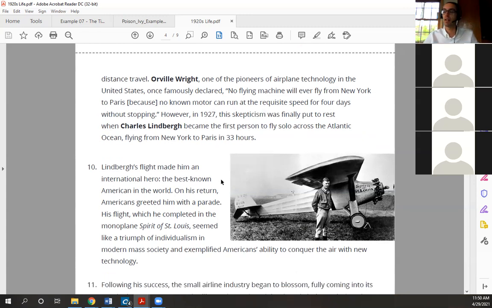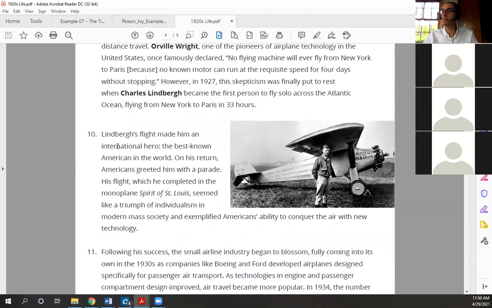So it says Lindbergh's flight made him an international hero, the best known American in the world. On his return, Americans greeted him with a parade. His flight, which he completed in the monoplane Spirit of St. Louis, seemed like a triumph of individualism in modern mass society and exemplified Americans' ability to conquer the air with new technology.